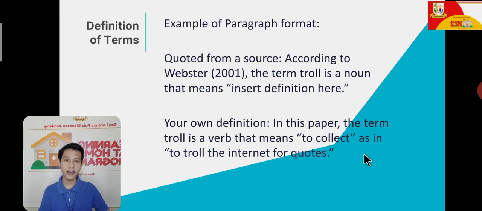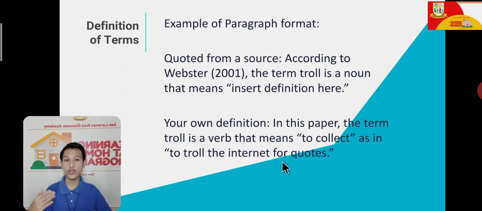Okay, sabi nga kanina, pag conceptual, galing sa dictionary or other reference. So, ilalagay nyo talaga yung makikita dun sa reference na yon. Pagka operational, yung definition, based sa pagkakagamit mo sa research. So, for example, ang troll kasi, ibig sabihin, pwedeng manloko, pwedeng ganon, or iba pa. So, kapag naman ganito, troll means to collect, as in to troll from the internet for quotes. Okay? So, ang troll na ginamit mo sa iyong research ay, ang ibig sabihin niya ay kumolekta o magkolekta.